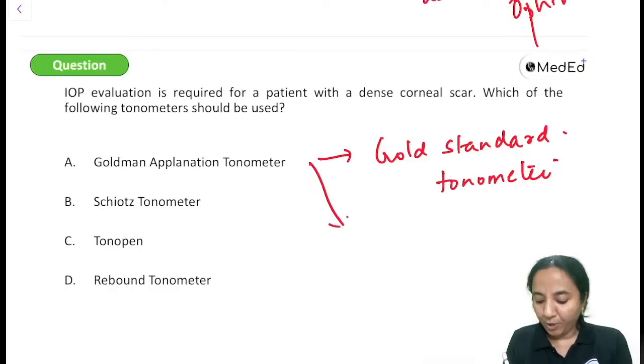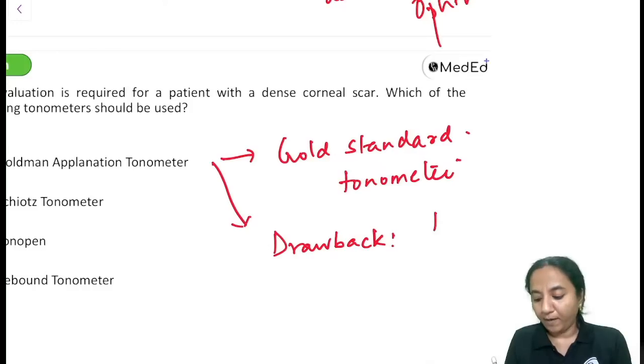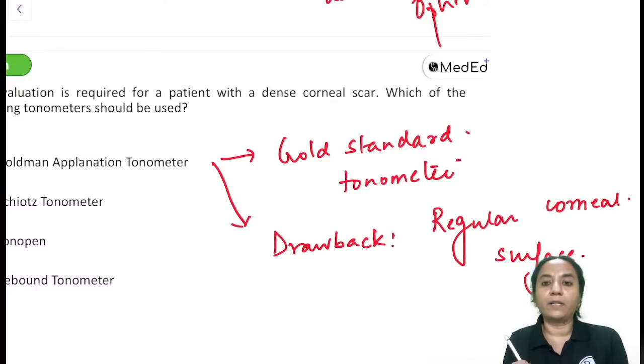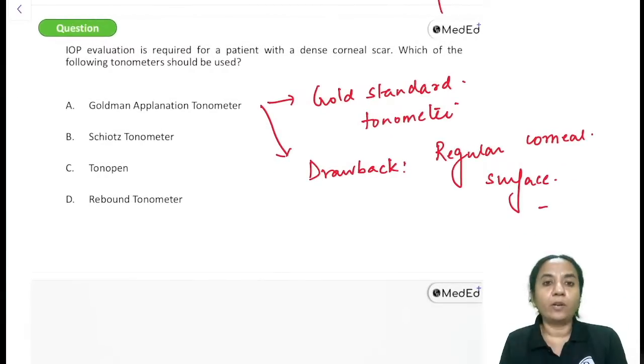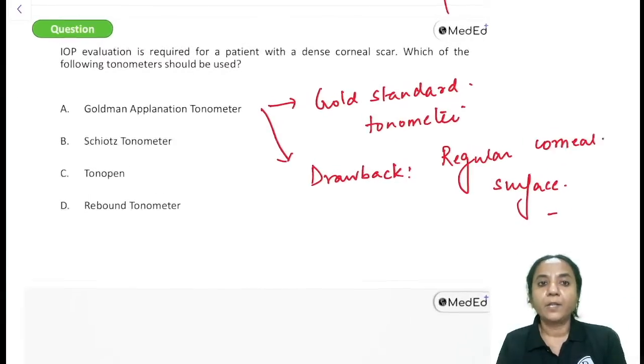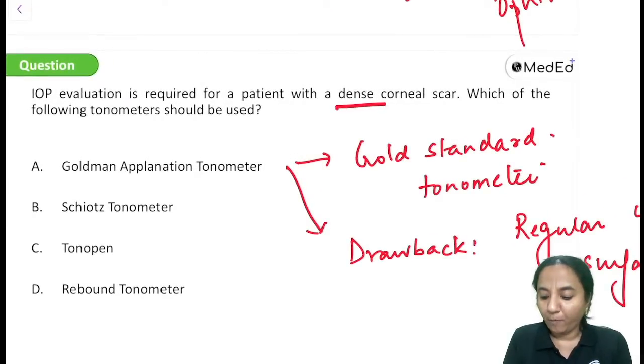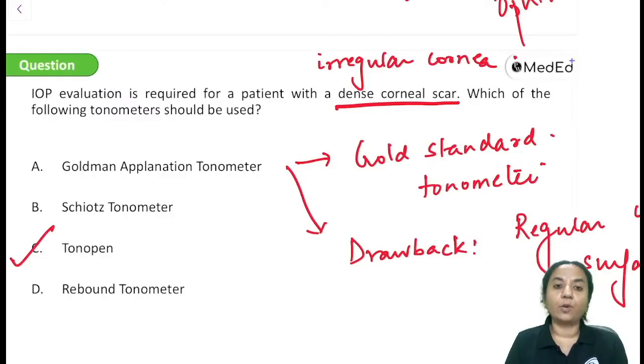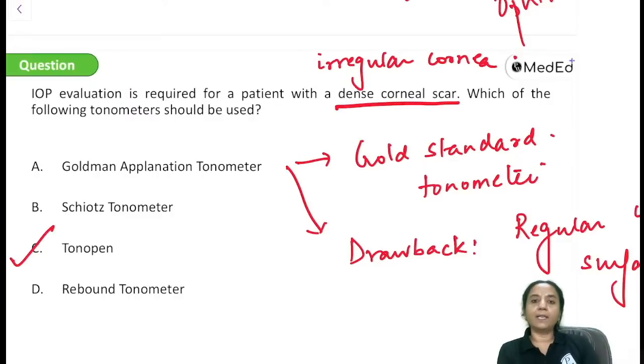But this Goldmann applanation tonometer has a major drawback. The major drawback is that it requires a regular corneal surface, meaning the surface of the cornea has to be smooth. So if you have an irregular cornea, then you cannot use this instrument. So when you want to do IOP evaluation for a patient with a corneal scar, that means when there is an irregular cornea, then you have to use the Tono-Pen. The Tono-Pen is the instrument which helps you evaluate the IOP in a patient who has an irregular cornea.